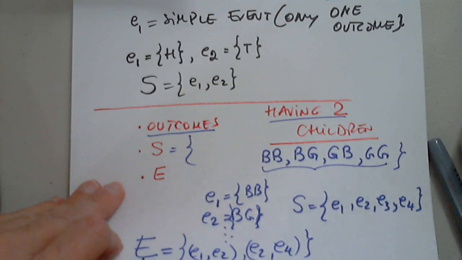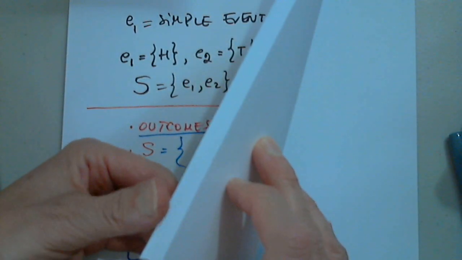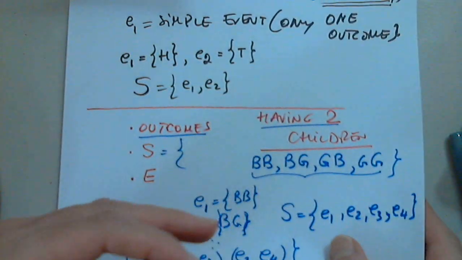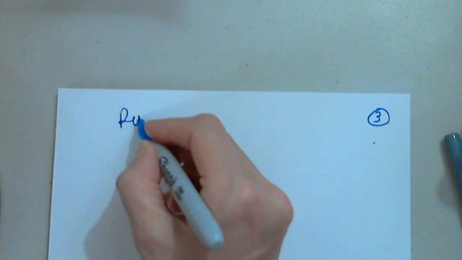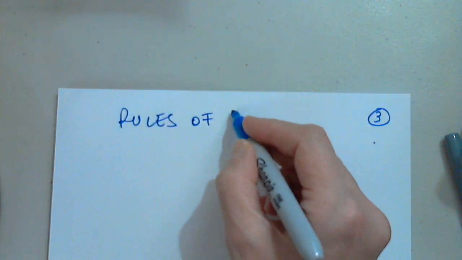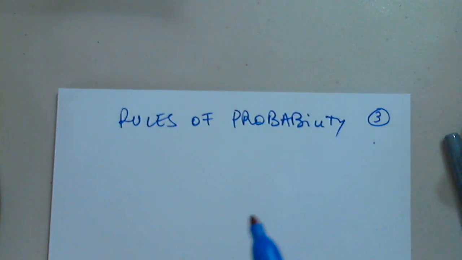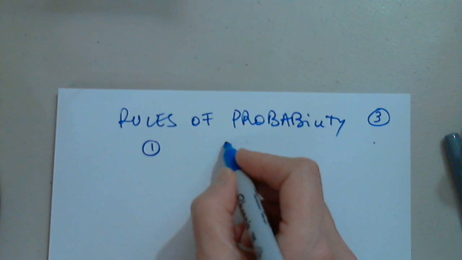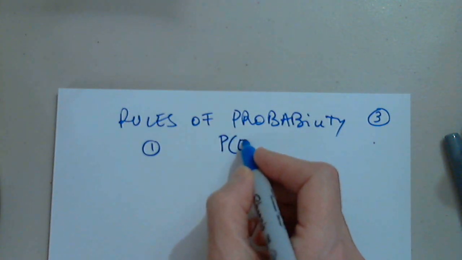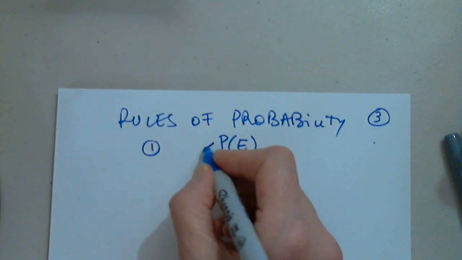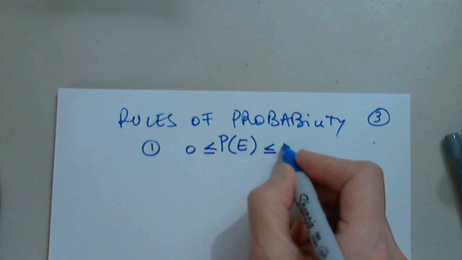Okay, now let's talk about the rules of probability. There are only 2 rules. That's my page 3. Rules of probability. So rule number 1, the probability of any event, anything, it can be the sample space, it can be anything, has to be a number between 0 and 1.